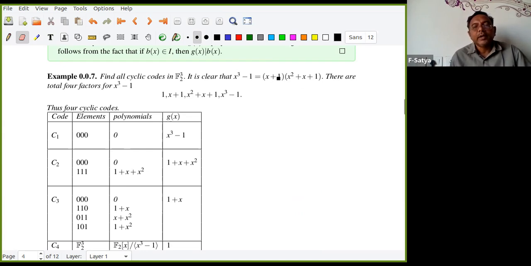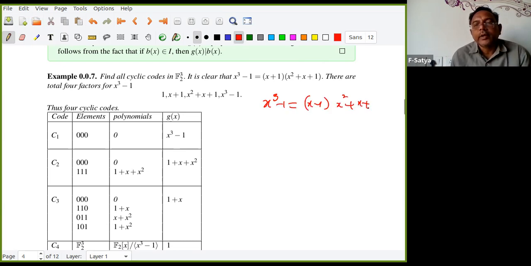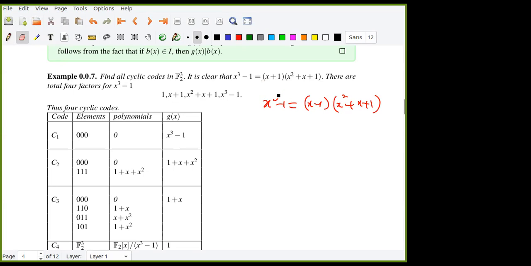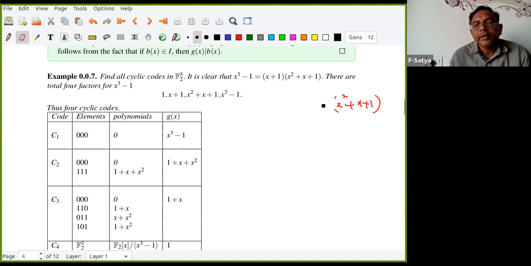You may ask why I do not write x minus 1 here. I wrote x plus 1. You know x cube minus 1 is equal to x minus 1 into x square plus x plus 1, right? Why did I write x plus 1? X minus 1 and x plus 1 are the same in F2. Correct. In F2 there is no difference between those two.